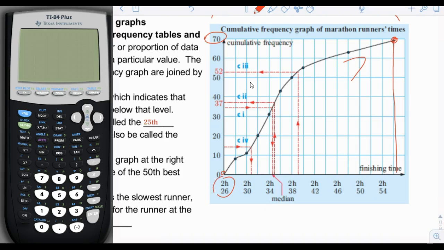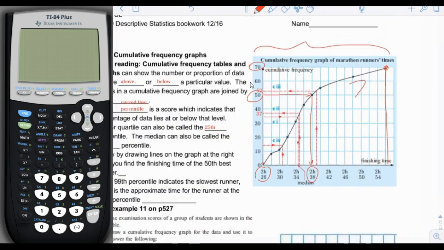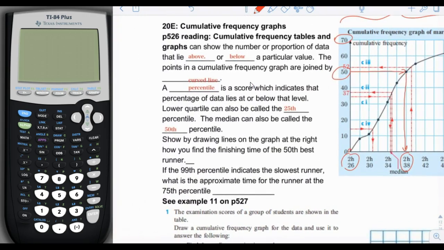So the 50th best runner you would find by taking this number here, 50, and making a horizontal line to the right. And then when you hit the curve, you're going to go down to find the time that corresponds for that runner, which is 2 hours and 38 minutes. So let's write that down. 2 hours and 38 minutes.